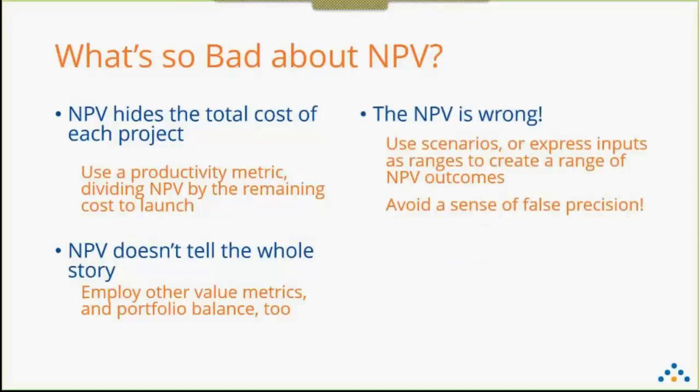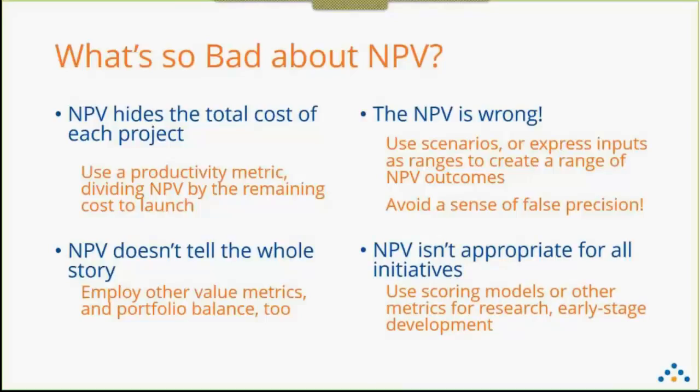Now, we do agree that NPV is wrong in that your forecast is always going to be uncertain, and it's appropriate to use scenarios or express inputs as ranges to create a resulting range of NPV outcomes. And we do this to avoid a sense of false precision. And then finally, I have to say that it's not appropriate everywhere. For early stage opportunities or for pure research platforms, you might not want to use an NPV method, and you might not want to compare NPVs, strictly speaking, against your other late-stage assets. We'll talk about that more later as well.